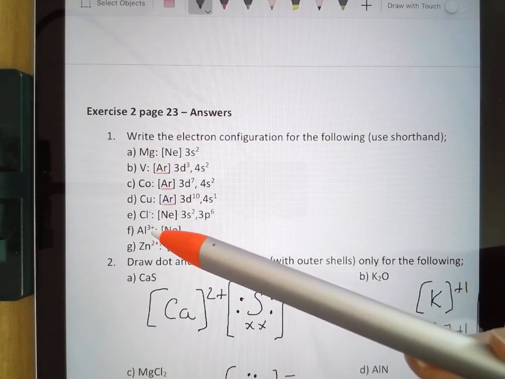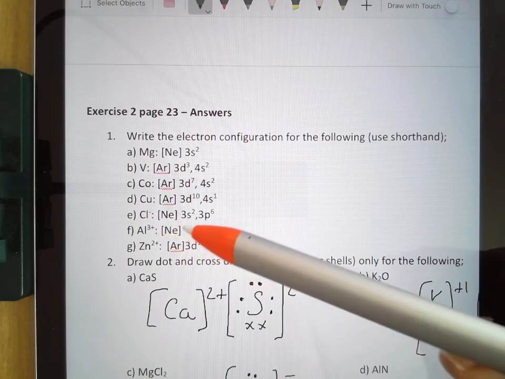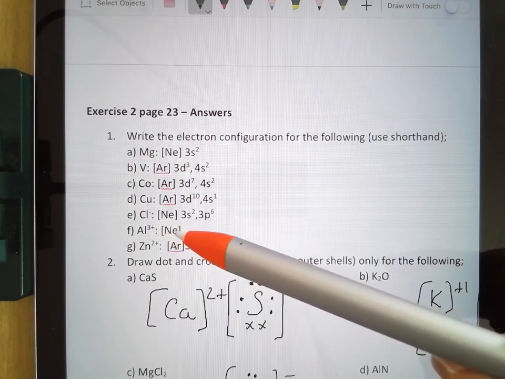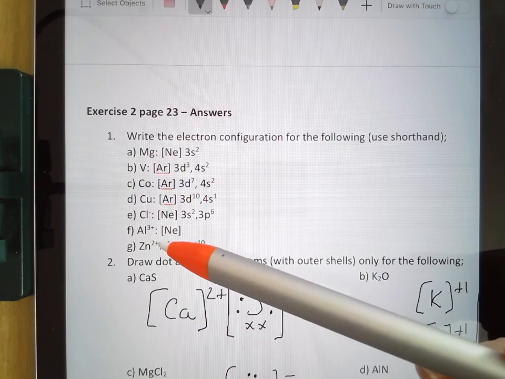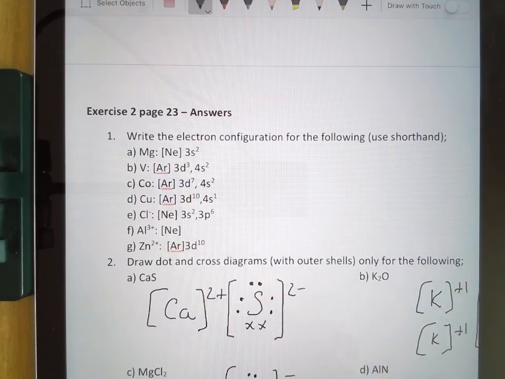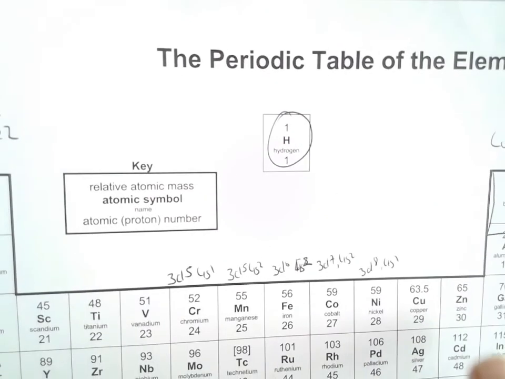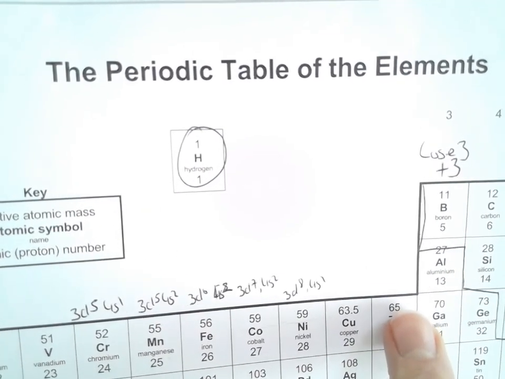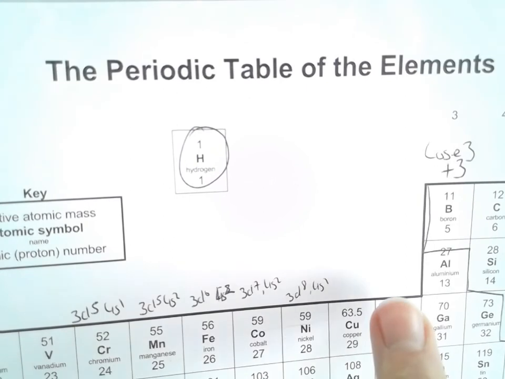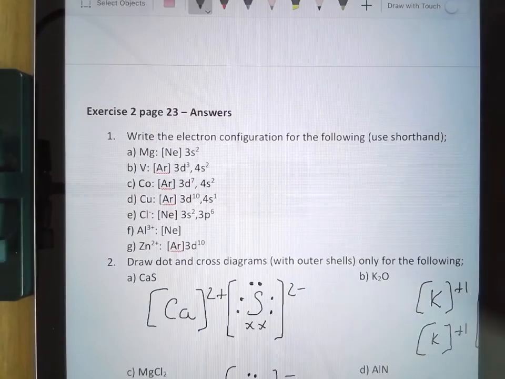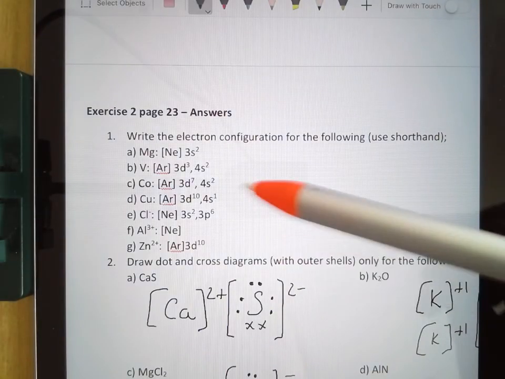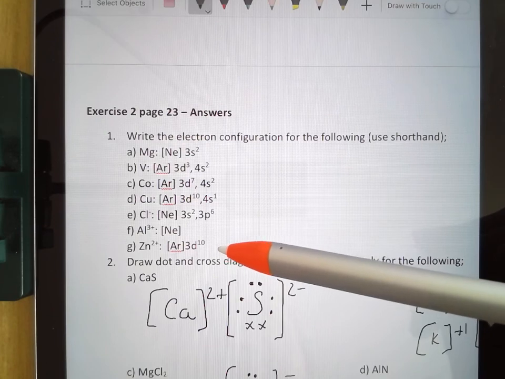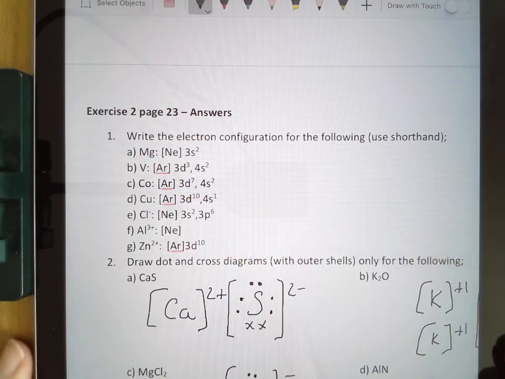Aluminium has lost 3 electrons. When it loses 3, it has the same configuration as neon. Zinc has lost 2 electrons. So zinc normally, if we see it over here, would have a full 3d orbital. When it loses 2 electrons, it doesn't lose any from the 3d orbital, it loses them from the 4s. So the 3d stays full, 3d10, but you lose the 2 electrons in the 4s orbital.